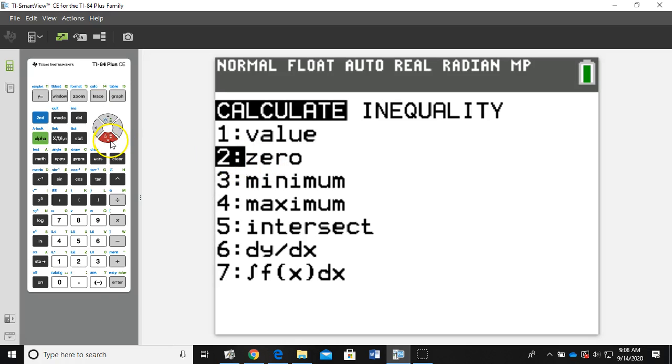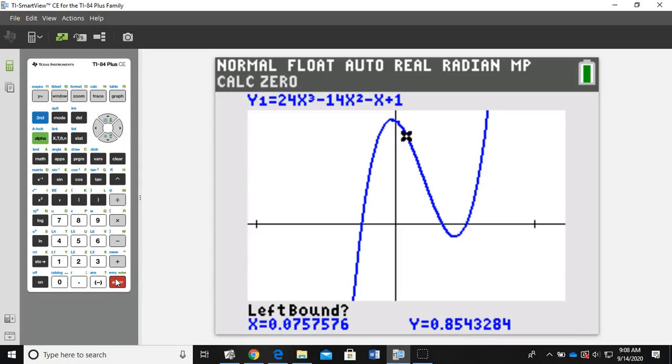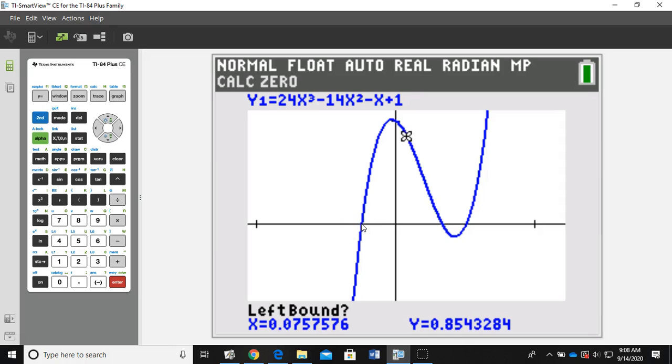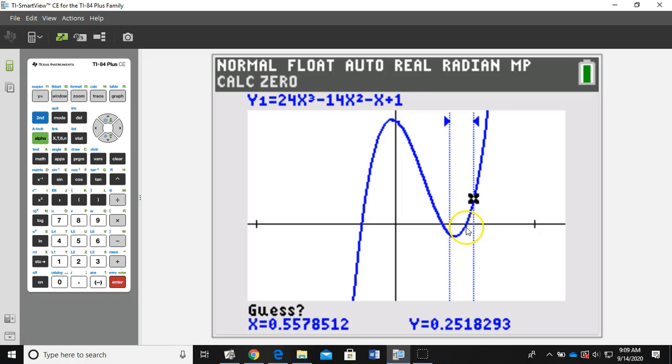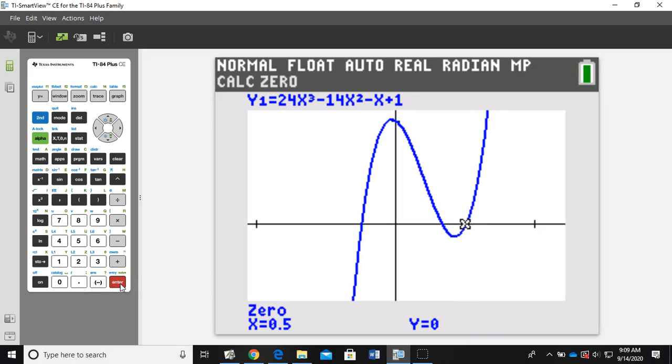So I'm going to go down to number 2, and see how it says left bound, right bound? Yeah, we've done that. If you're using this point right here, you're going to move the cursor to the left of it. I'm thinking that's the one, so I'm going to move it just to the left. I have to go past this one. Hit enter. It makes a little line here to show, hey, there's my left bound. Here's my right bound. I've just told the calculator it's somewhere in between these two, and if you hit enter one more time, it'll tell you the 0.